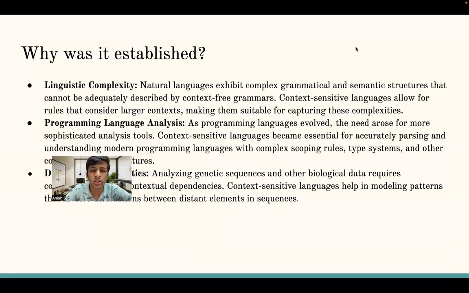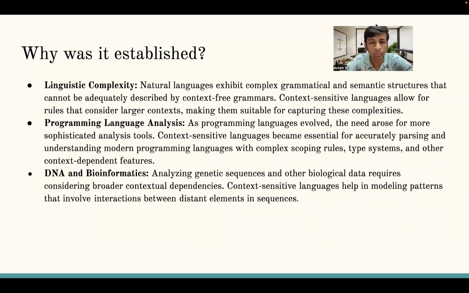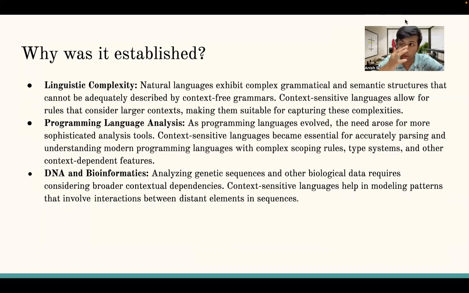So why was this established? In some cases there is linguistic complexity, meaning languages which are very complex or which cannot be described by context-free grammars. Context-sensitive languages allow rules that depend on the context of the alphabet symbol next to it. This was also used in DNA and bioinformatics, because genetic sequences were a large data set with so many patterns to model. The context of one protein and the protein next to it was necessary for creating a derivation. So this was the motivation for establishing context-sensitive language.